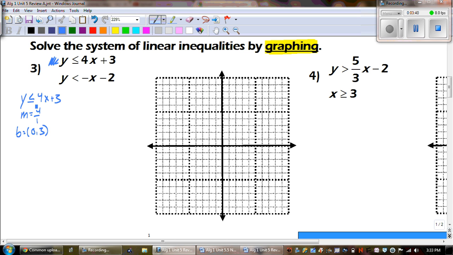And now looking at that inequality, I know that it's going to be solid. And then it's less than, which means I need to shade below. Okay, so let's go ahead and start graphing this. So at 0, 3 is where I start. And then my slope is 4 over 1, so 1, 2, 3, 4 over 1. Okay, there's my line. It's going to be a solid line.